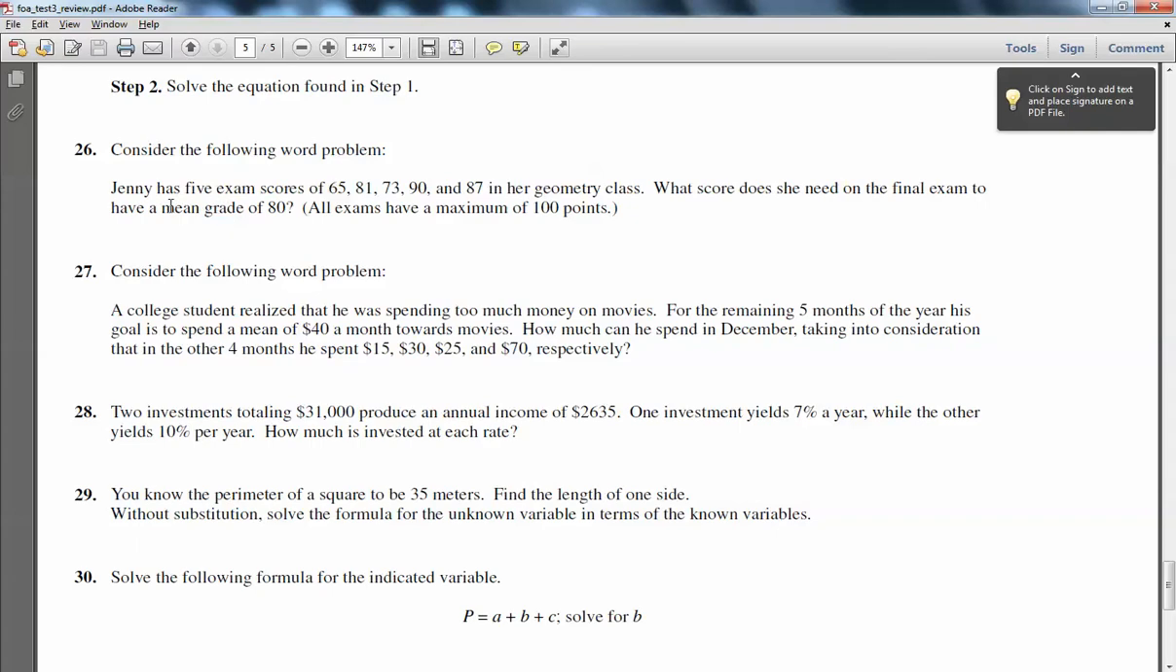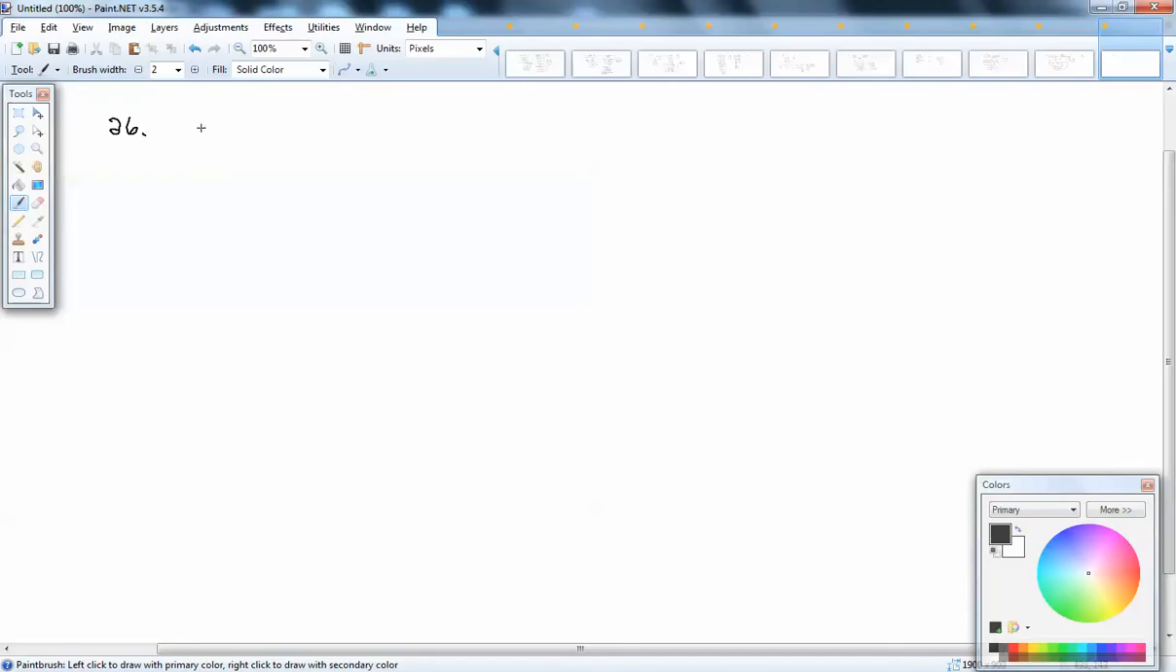Says, consider the following word problem. Jenny has 5 exam scores in her geometry. What score does she need on the final exam to have a mean of 80? All exams have a maximum of 100 points. Okay, this is a mean, average problem. So we take our 65 plus 81 plus 73 plus 90 plus 87 plus the final, which we don't know, which would be x.